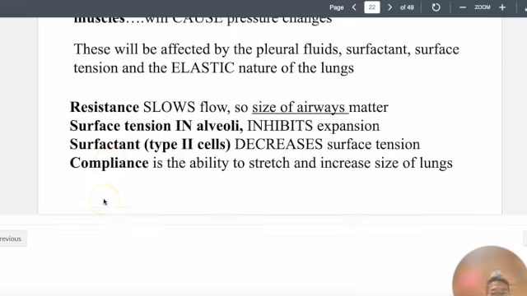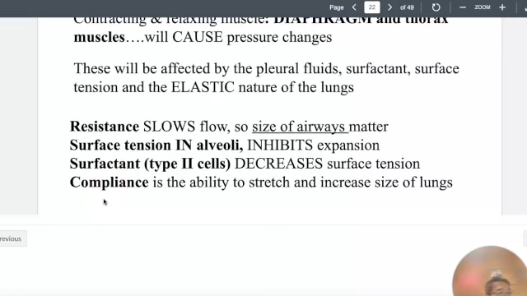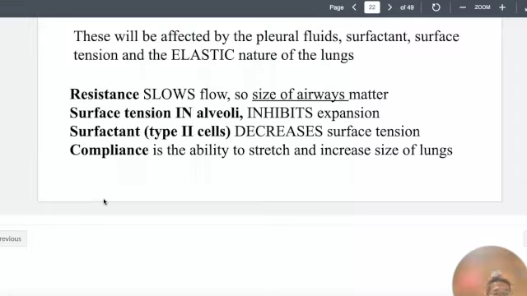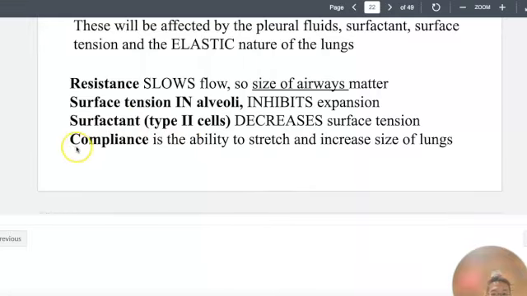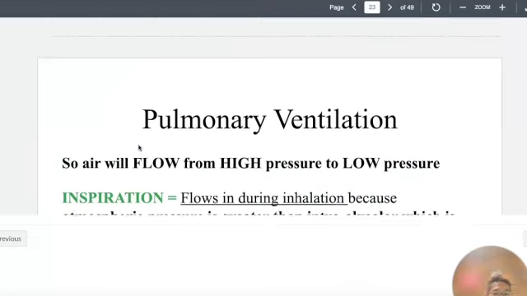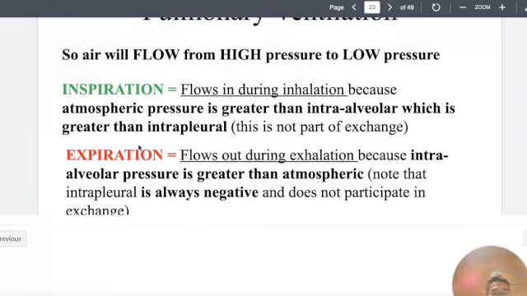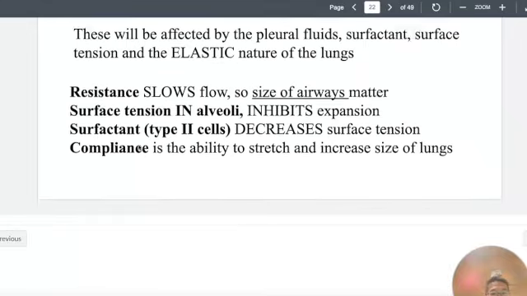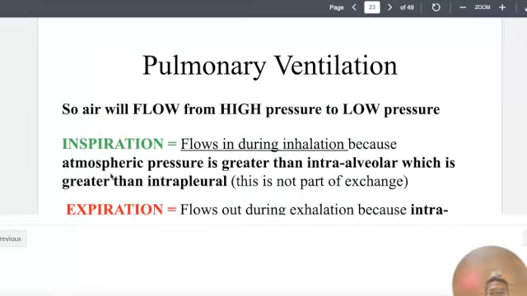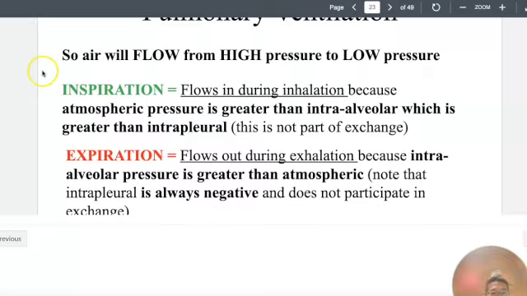You remember when we talked about the heart, one of the factors is the compliance. So, pulmonary ventilation. All these are just terms. How do you actually breathe? Air will flow from high pressure to low pressure.